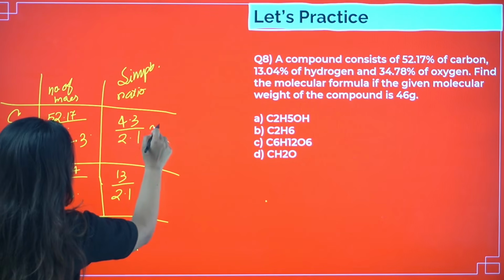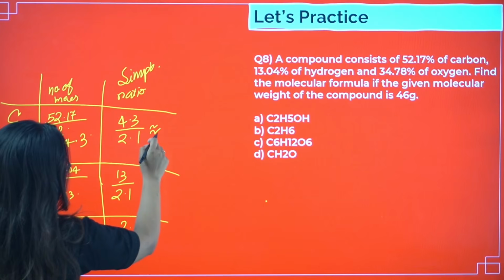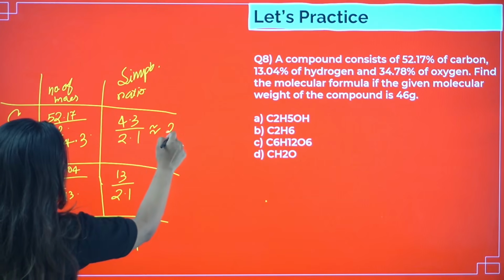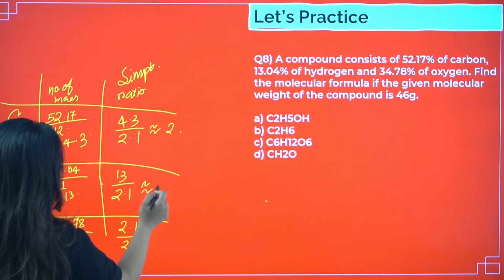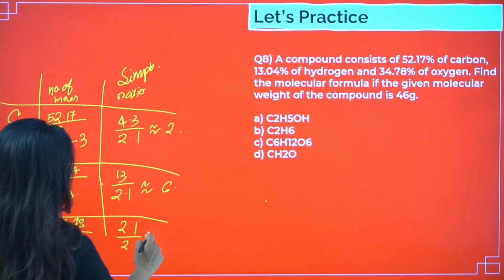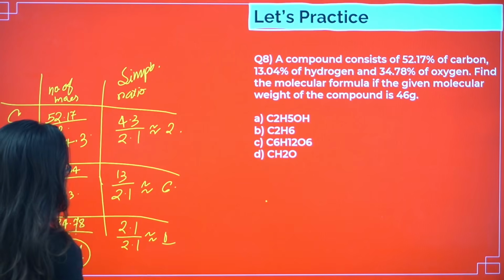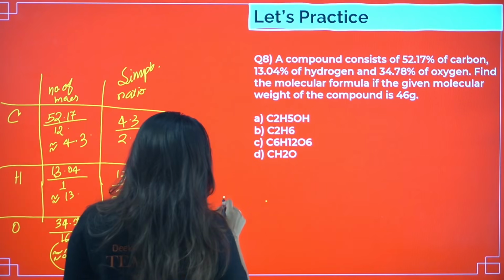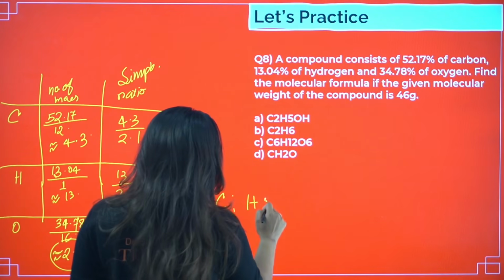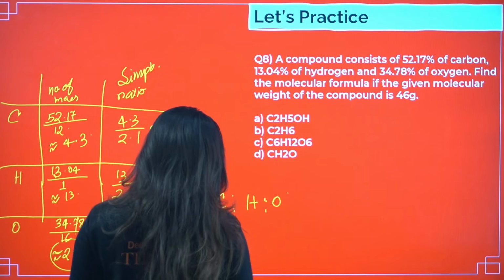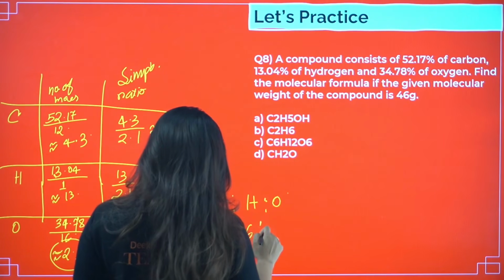So that's almost going to be how much? This is almost going to be 2, this almost going to be 6, and this almost going to be 1. So from there I can write the carbon to hydrogen to oxygen ratio is coming something like 2:6:1.